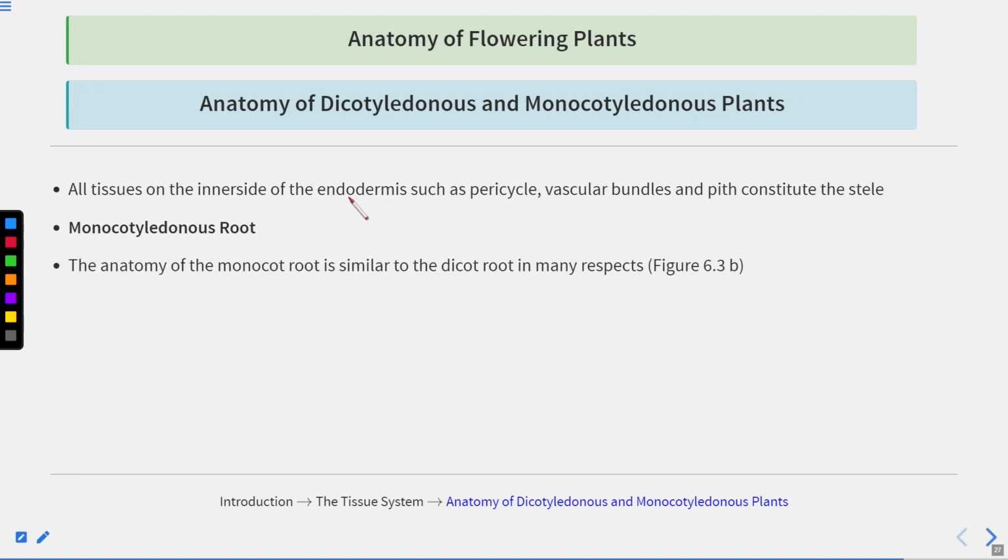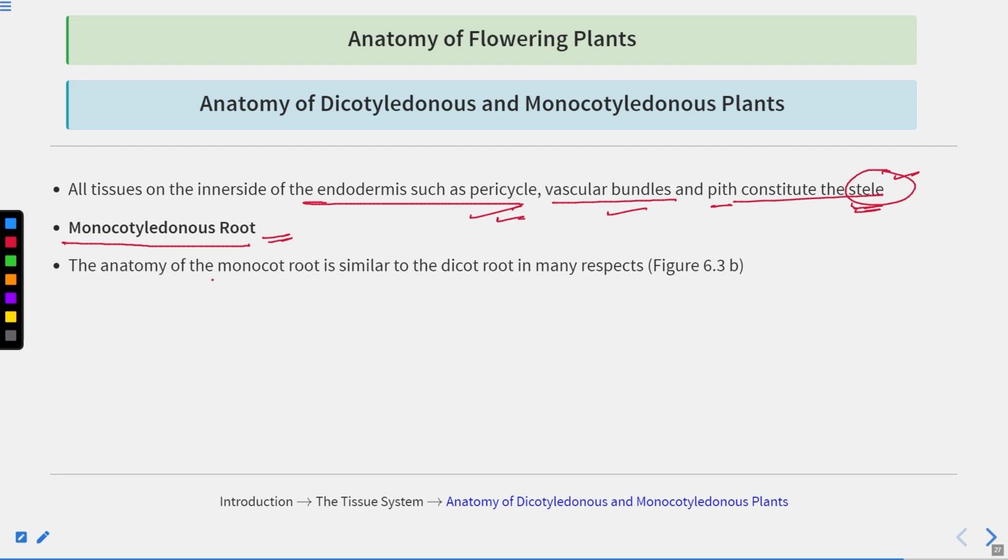Now all tissue on the inner side of the endodermis, such as pericycle, vascular bundles and pith, constitute the stele. Okay, this is called the stele. So from the epidermis till the endodermis is the ground tissue, that is the cortex region, and the pericycle, including the vascular bundle and pith, makes the stele region. So this is about the dicotyledonous root. Okay, let us see about the monocotyledonous root now.